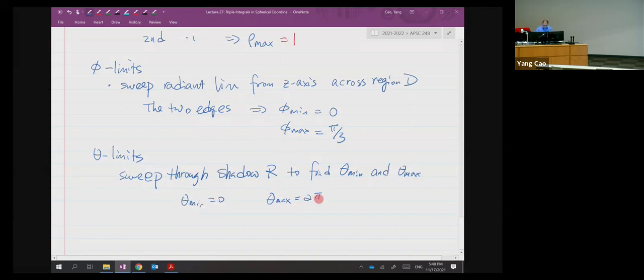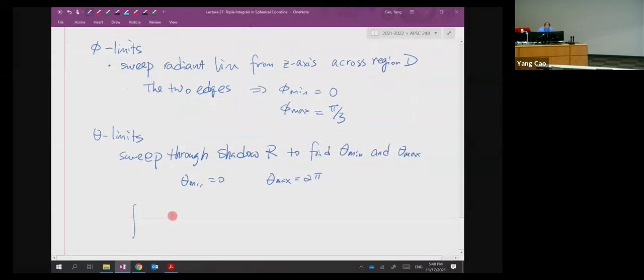So finally, you put everything together and set up the triple integral. So 1, 2, 3, what are we integrating? We're in dV, so just rho squared sine phi, d rho, d phi, d theta. I don't have f of x in this case, but if you do have f of x in some other examples, then you replace all the x, y, z with the corresponding expressions. Rho goes from 0 to 1. Phi goes from 0 to pi over 3. Theta goes from 0 to 2 pi.